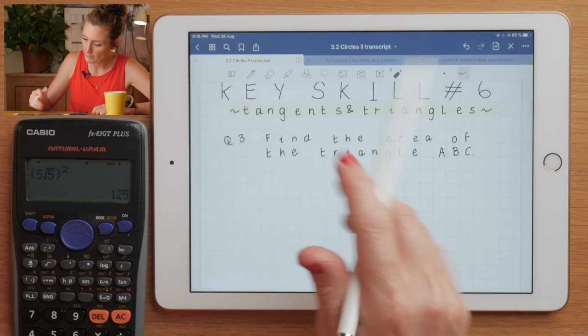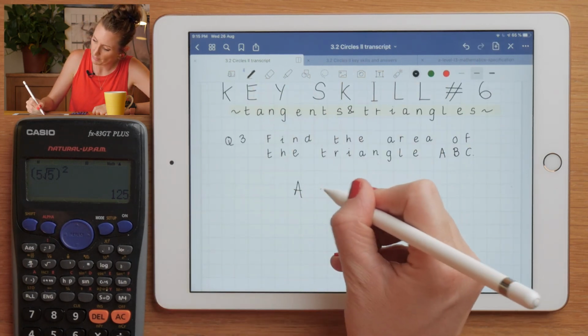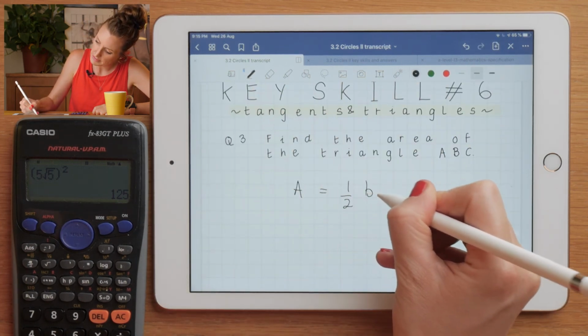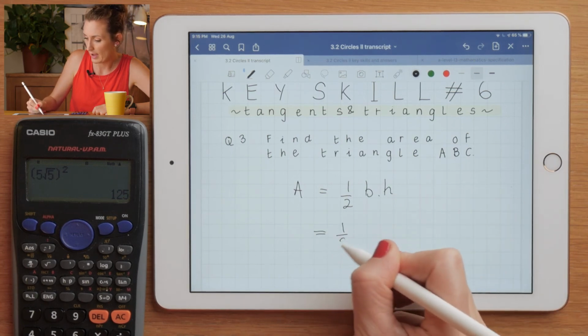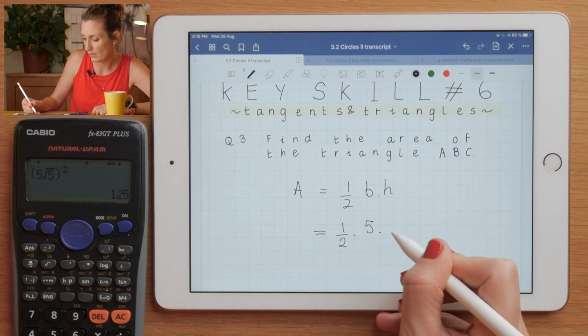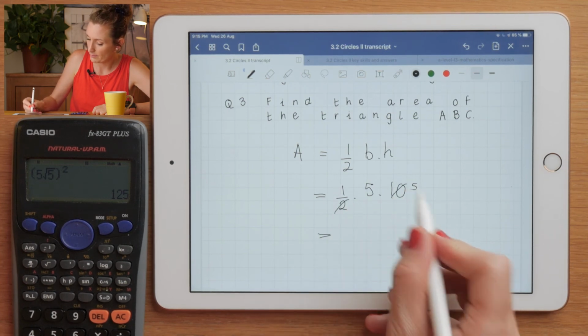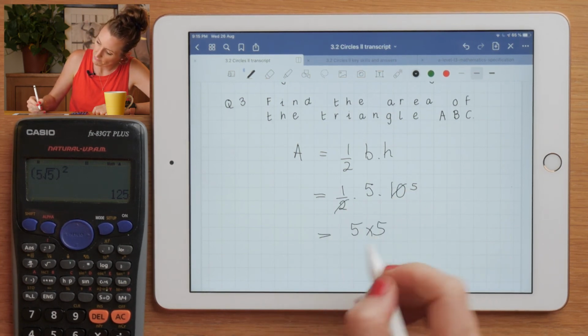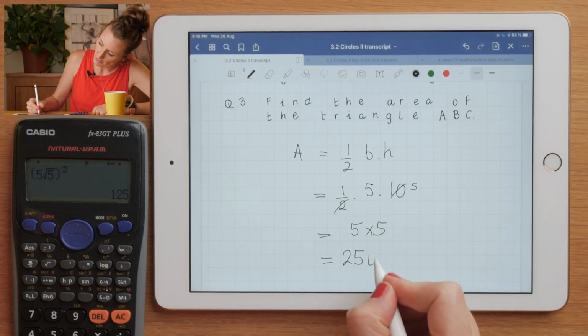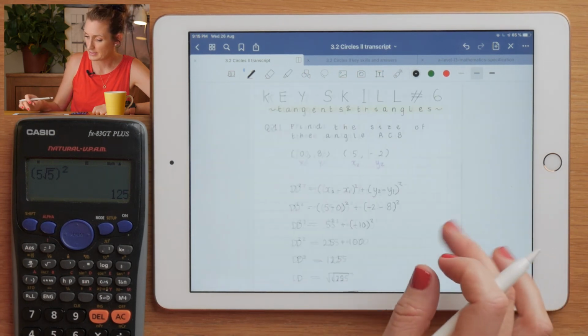So area of a triangle, and again I always write my formula, a half base times height. We had a half, we had the base was 5 and the height was 10. So we can cancel that and that there. We'll have 5 times 5, which is 25 units squared. And that key skill is done.